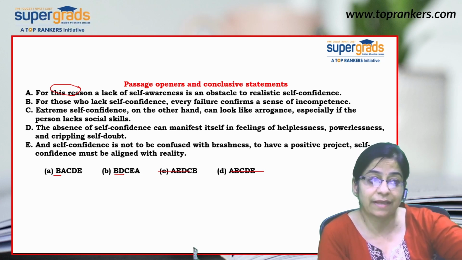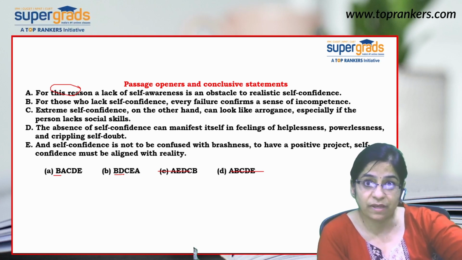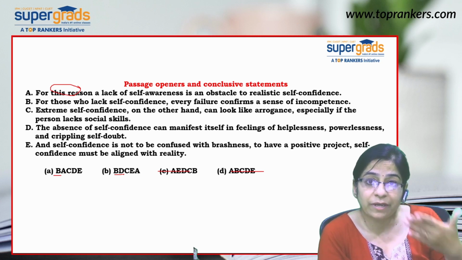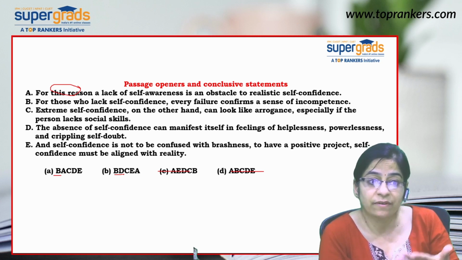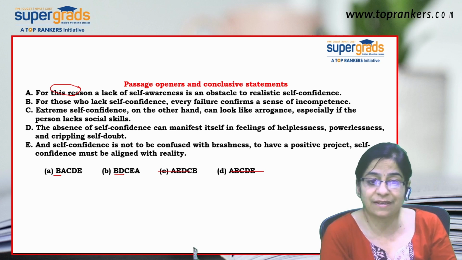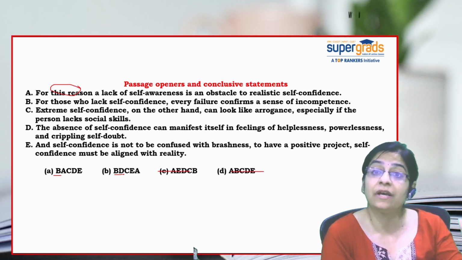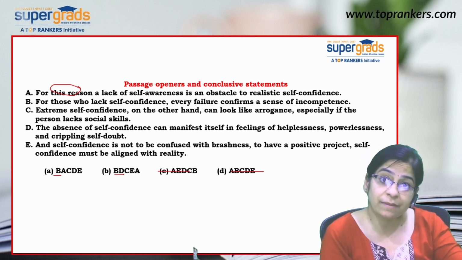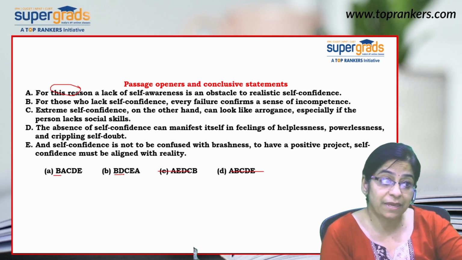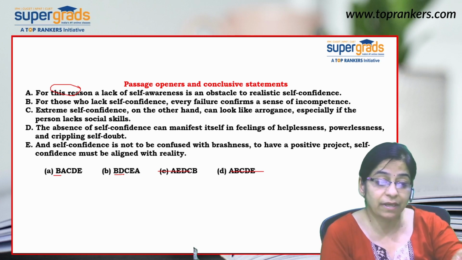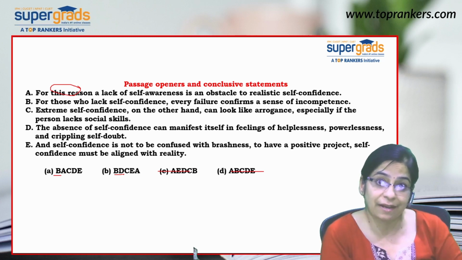Now we are saying that if there is absence of self-confidence, how will it manifest? How will it show itself? Through the feelings of helplessness, powerlessness, and crippling self-doubt. Now you tell me, what do you think is a better choice here? Is it B and A, or is it B and D? I guess you'll agree when I say that BD is a better answer choice.